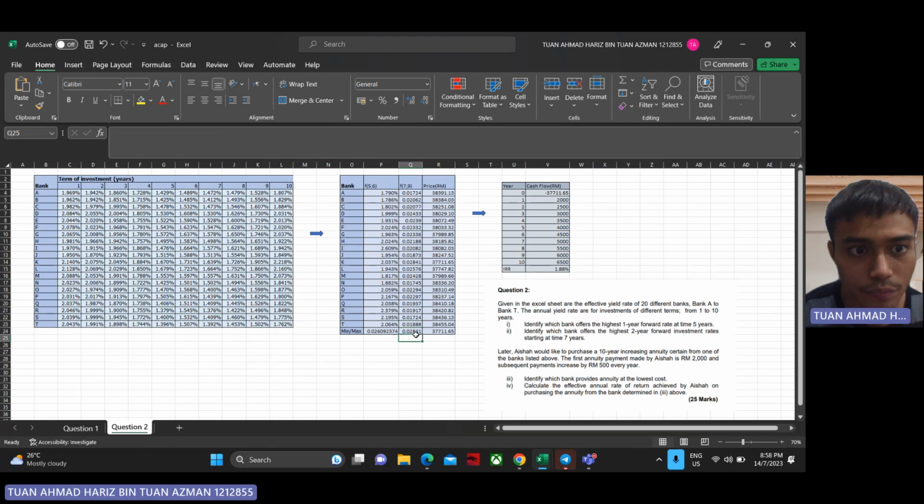All right, so then we can see that bank K is the bank that offers the highest 2-year forward investment rate starting at time 7 years.